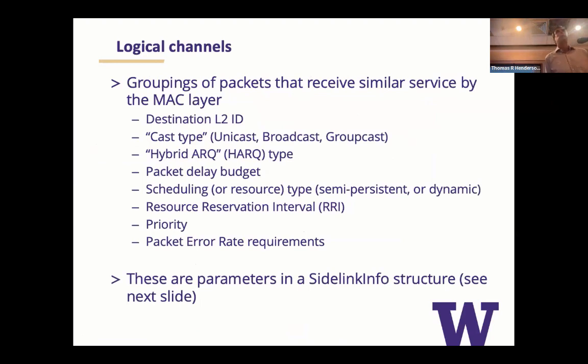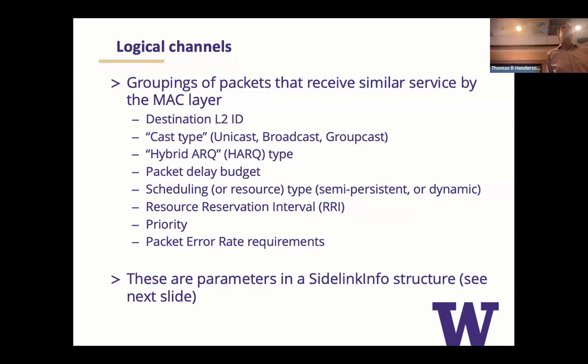All right, so let's talk about logical channels. We're going to start at the very top of the diagram I just showed you, and let's talk about how these packets in ns-3 end up in particular queues at the RLC layer, waiting to be serviced by the scheduler. A logical channel, the way I think of it, is a grouping of packets that are going to receive similar service by the MAC layer. There are a number of properties that can be used to classify and group these packets. I've listed a number of these here.